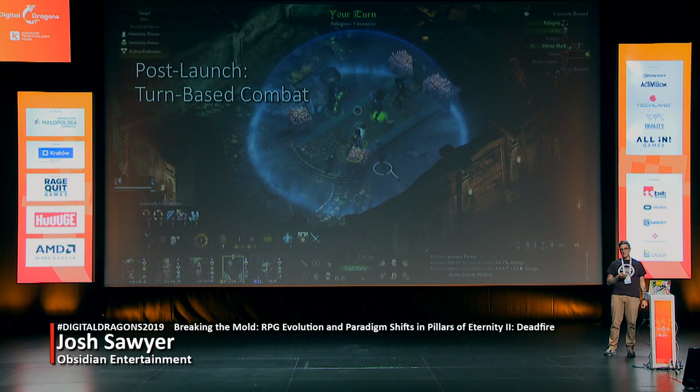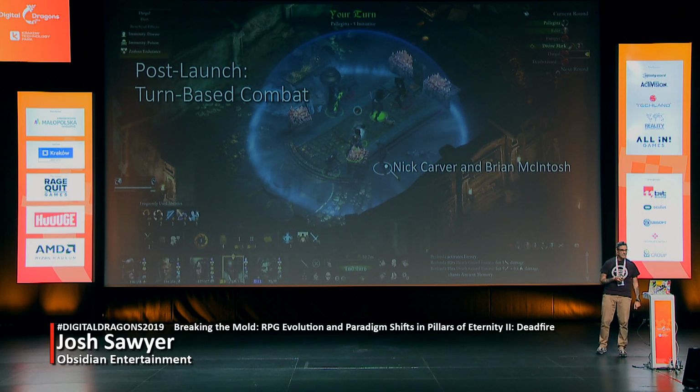The biggest thing that was added post-launch that made the biggest difference overall was turn-based combat. This was a thing that we didn't do from the beginning because the Infinity Engine games are real-time with pause. But about 1 billion people bought Divinity Original Sin 2, so let's give it a whirl. This was not my idea. This was the idea of Nick Carver working with a programmer named Brian McIntosh.